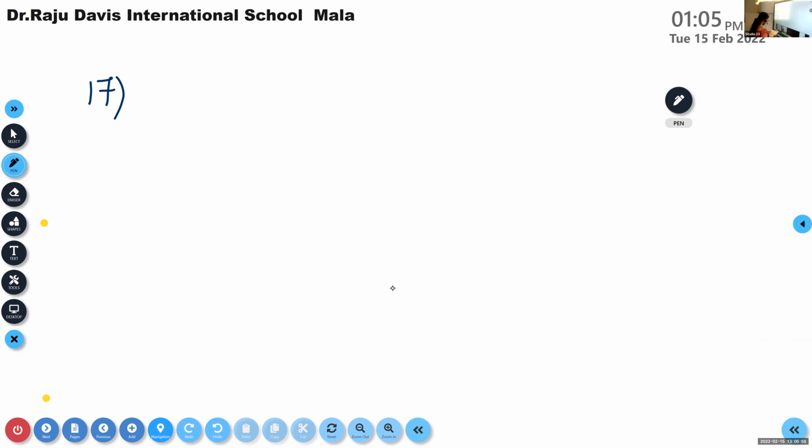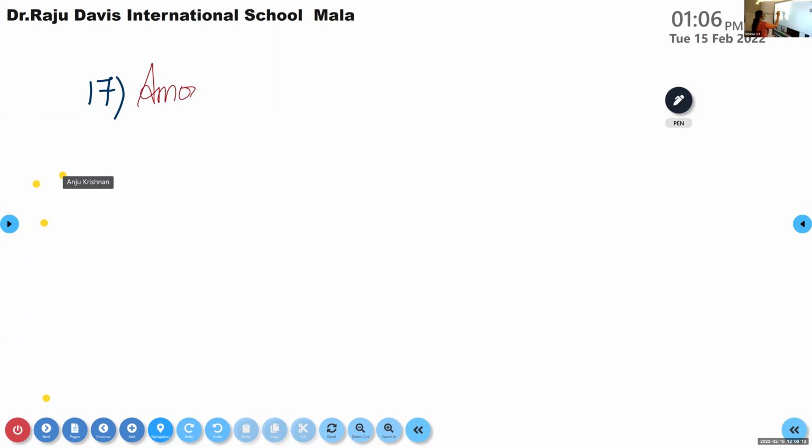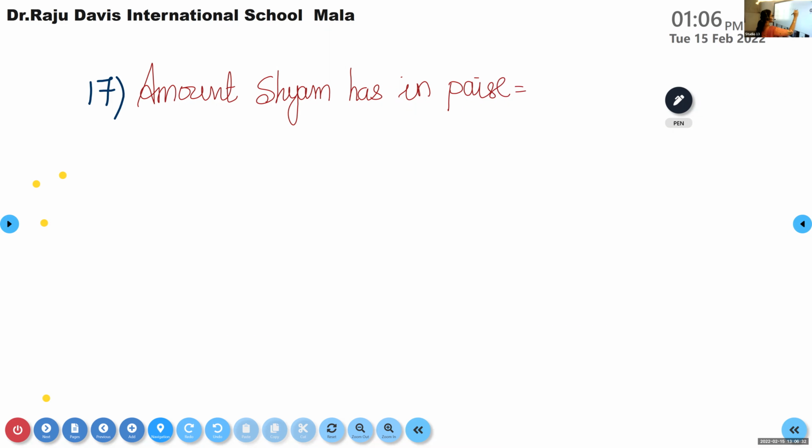So since it is a word problem, you have to write the statements. What should be the first statement here? Amount that Shyam has. Who is touching the board? Amount Shyam has, let it be in paise. Shyam has in paise is equal to 67,899 paise. Then we have to convert it.